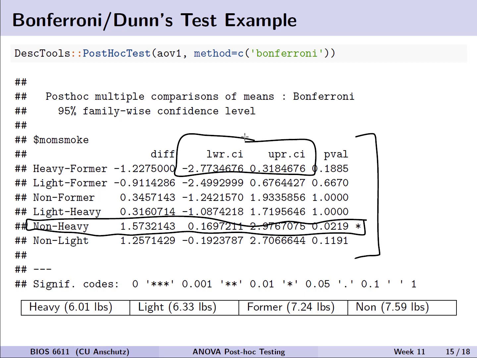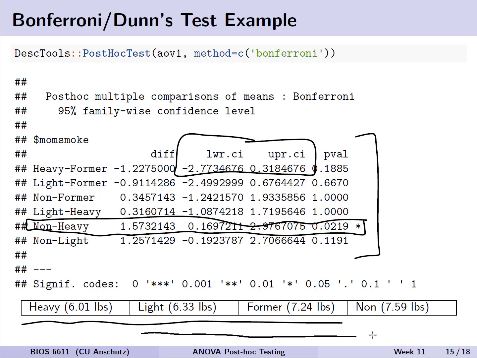What we can note as well below is that we can draw our lines again, where if we look at the summary, we can see that there are no significant comparisons between heavy and light and heavy and former or light and former. So we can draw a line connecting those three. However, heavy and non-smoker or never smoker are significantly different, so we stop that line there.